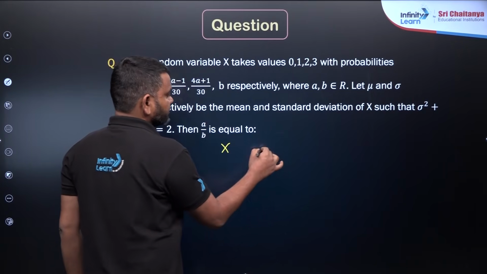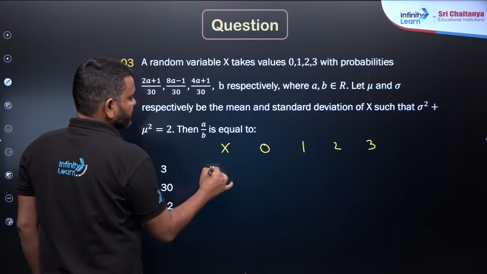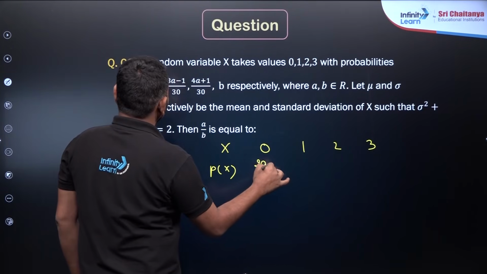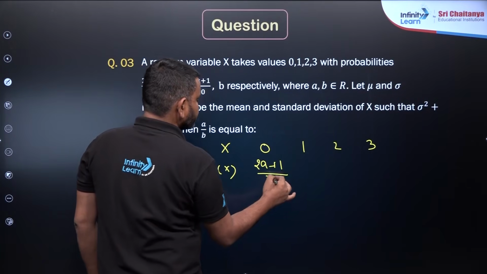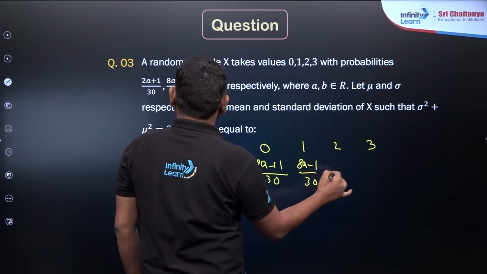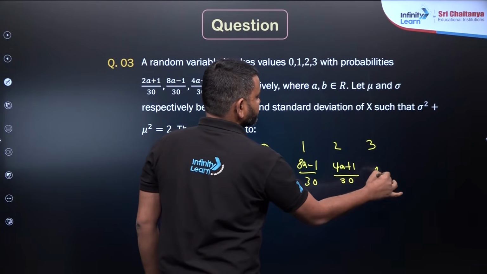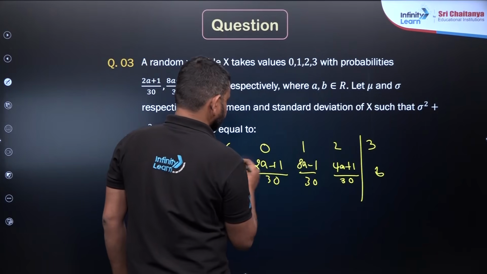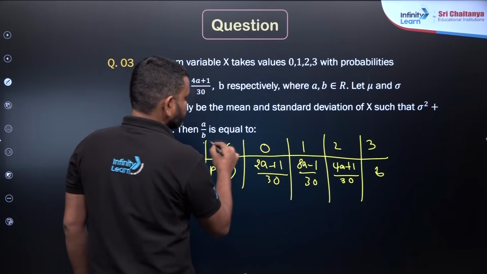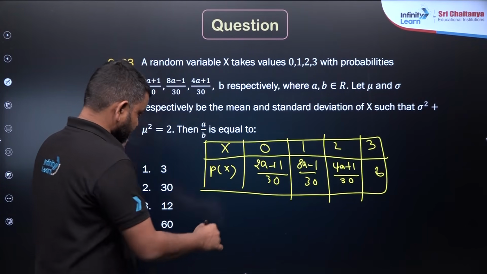So x is going to take values 0, 1, 2, 3, and P of x is going to be here. They have given 2a plus 1 by 30, 8a minus 1 by 30, 4a plus 1 divided by 30, and b. So these are the values they have given, and the basic thing we know is the sum of all P of x is going to be equal to 1.